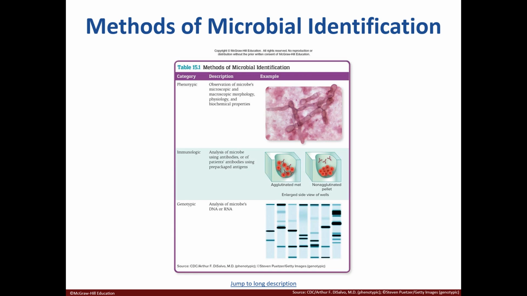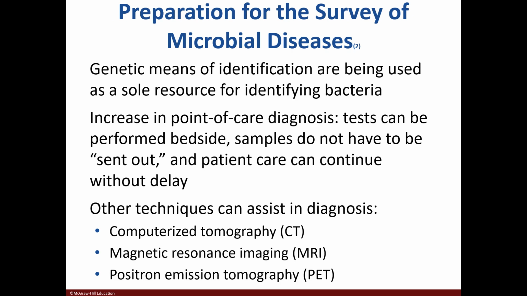Phenotypic methods will focus on physical observations like this microscopic view here. Immunologic methods study serum by studying antibodies and antigens in samples. Genotypic methods analyze DNA or RNA and may use gel electrophoresis in that process. As far as bacteria, genetic means are used to identify them.